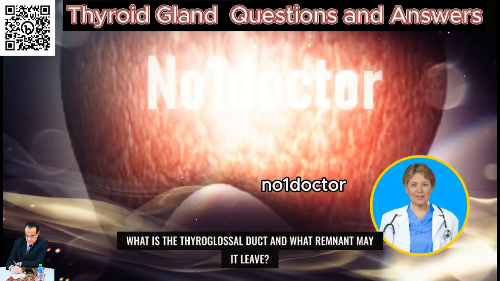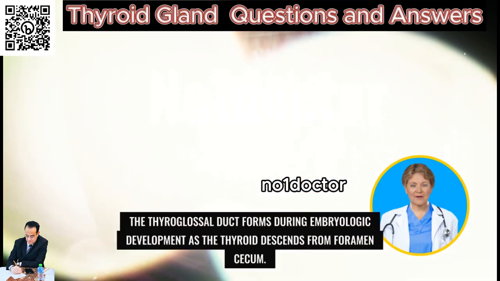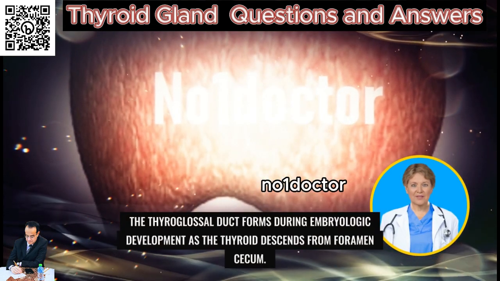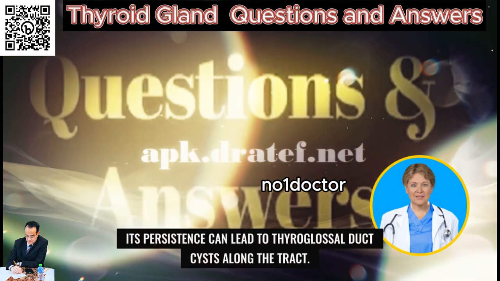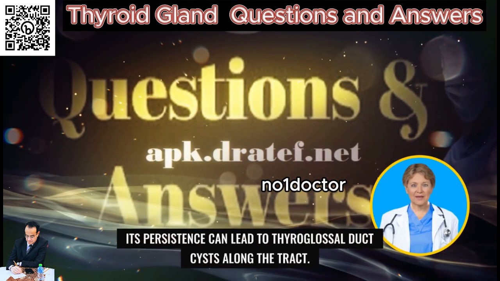What is the thyroglossal duct and what remnant may it leave? The thyroglossal duct forms during embryologic development as the thyroid descends from foramen cecum. Its persistence can lead to thyroglossal duct cysts along the tract.